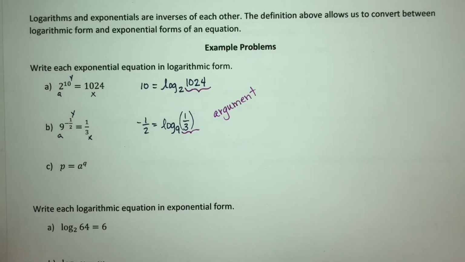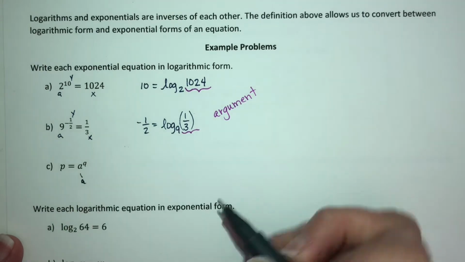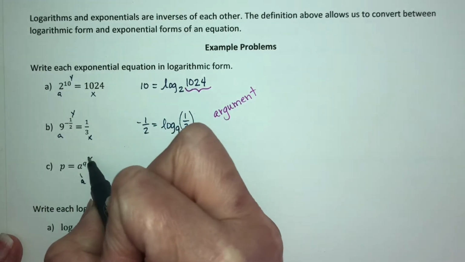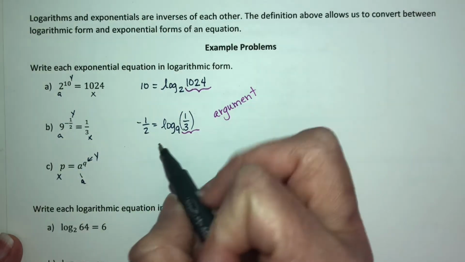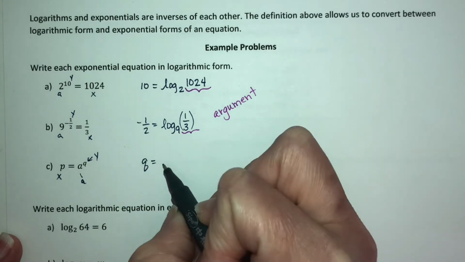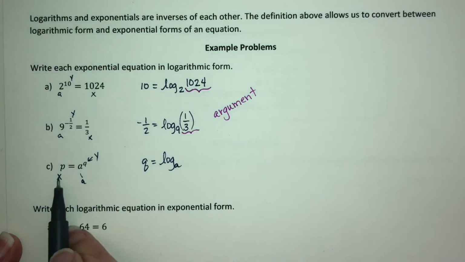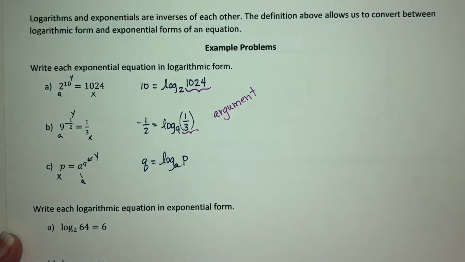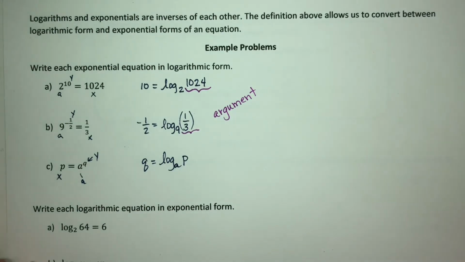Okay, now let's do this with p is equal to a to the q power. So a is a, q is y in our formula, and p is in the x position. So what we have here is, since it's y equals, so q equals log base a of x, which is p. So we've converted all of these from exponential into logarithmic forms. Now we want to go and do it the other way around.